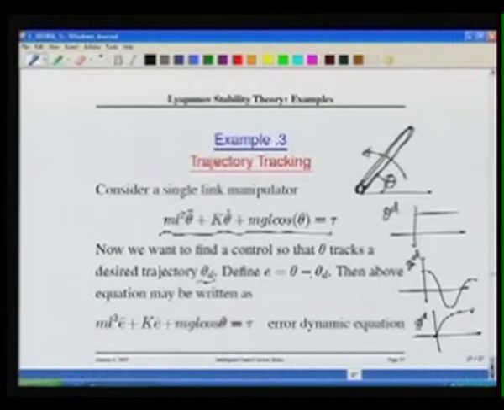So, the error gives us an idea how close my actual theta, the angle of my link, is to the desired trajectory.